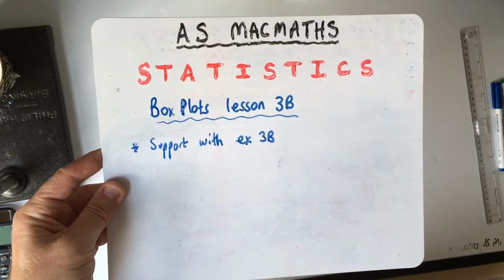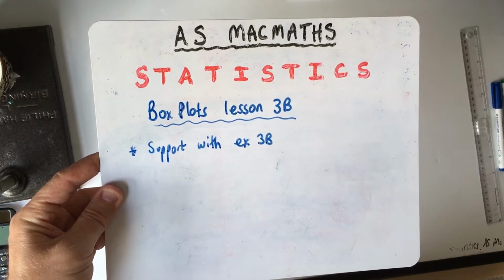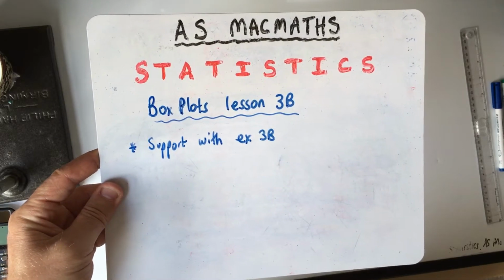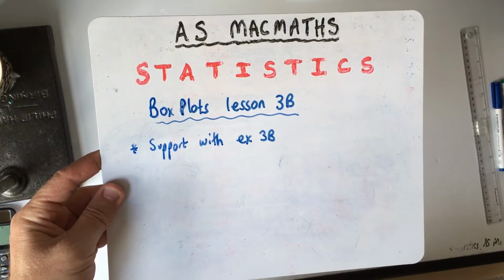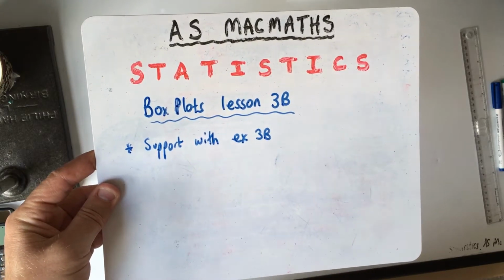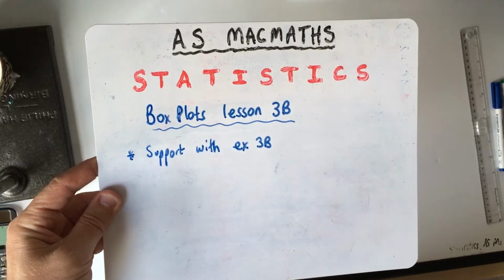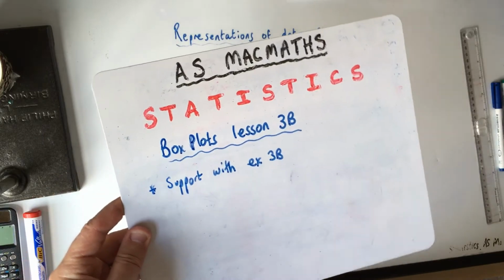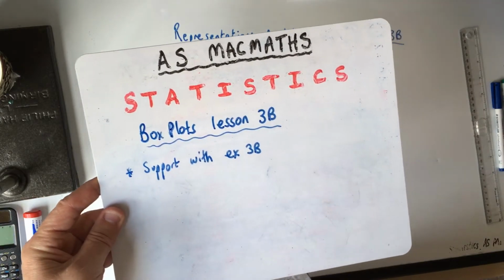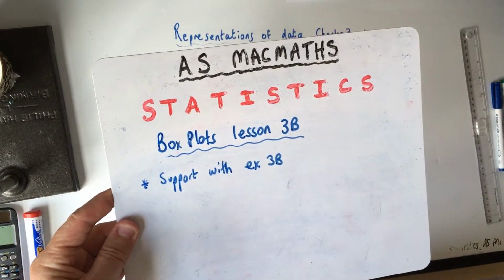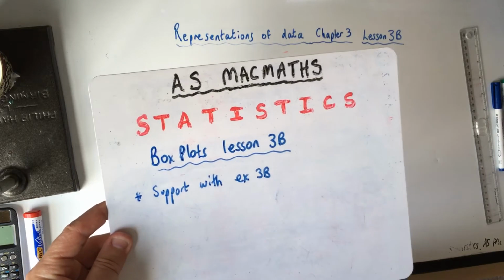It's worth watching though, because it reminds you how we calculate quartiles and positions for discrete data. So it's support with exercise 3b. It's really simple. You know how to do box plots, so I'm not going to go through it again, and I explained it in the first one. But I'm going to do a question and draw.